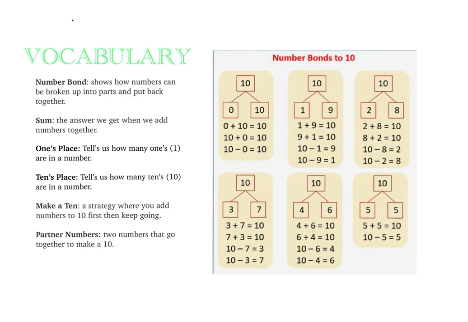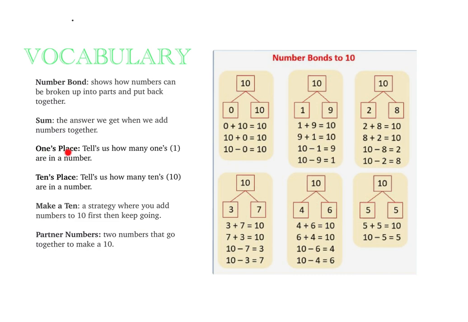Our second vocabulary word is sum. A sum is the answer we get when we add numbers together. So looking back at our number bond, in this number bond we have 8 and 2. So we know that 8 plus 2 gets us to the sum of 10.